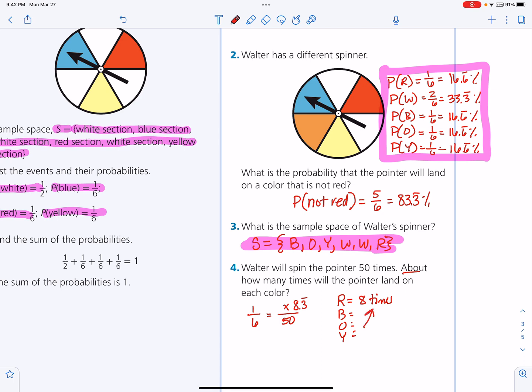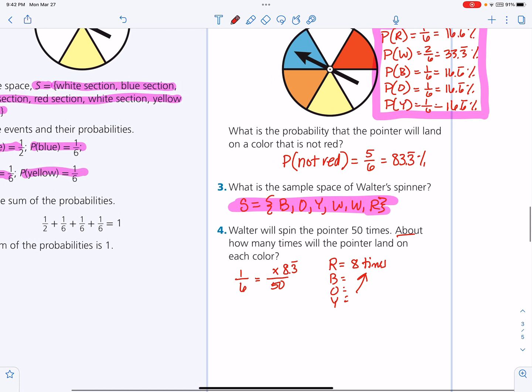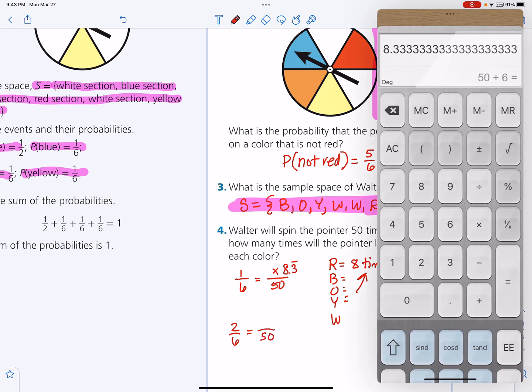Let's just go like this to save time. And then white is going to be a little bit different because white is 2/6. We can go ahead and reduce that to make our math work a little bit easier. Let's just see how it plays out, keeping it as it is.